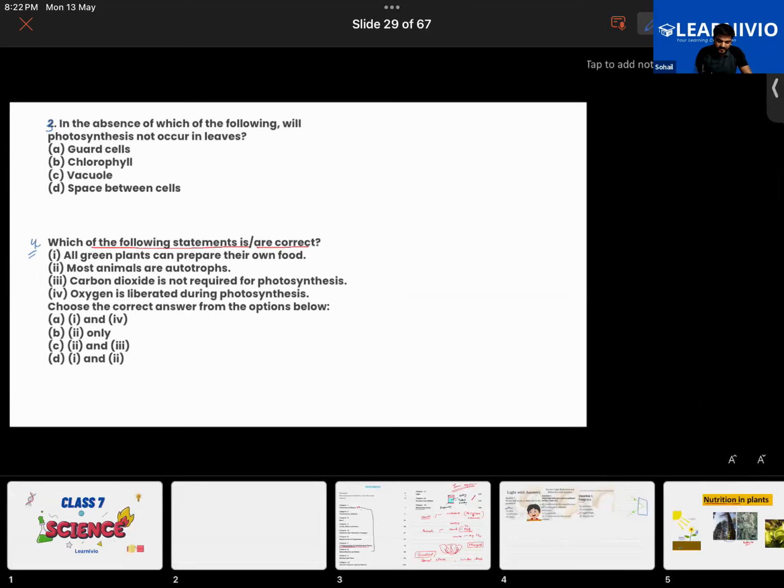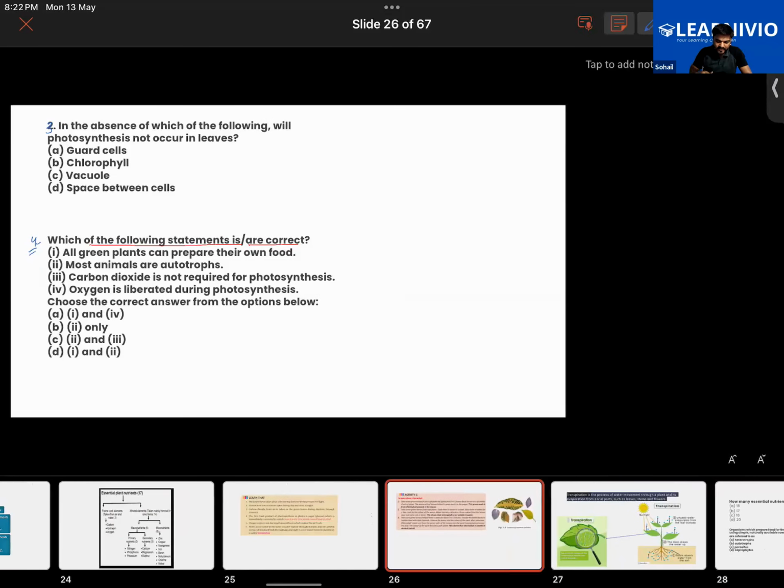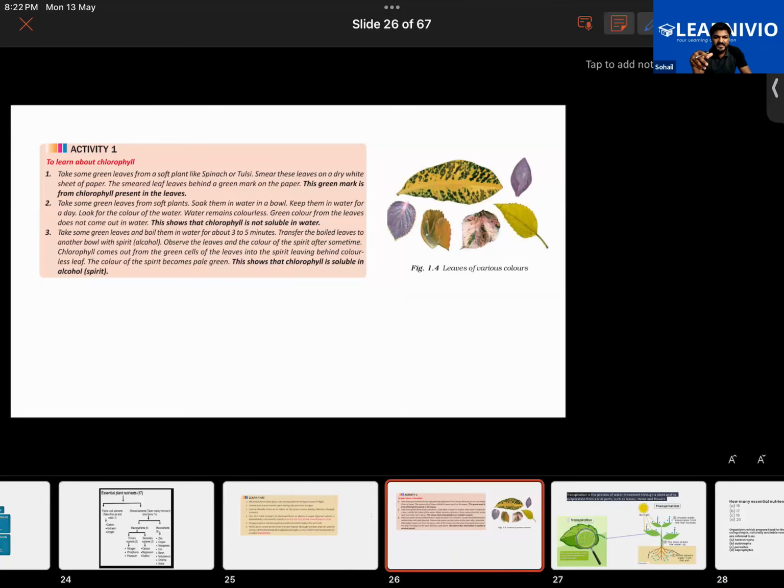See, for example, if you were to look at these colorful leaves, we might say that these leaves are not able to perform photosynthesis. Looking at the picture, that's what we would say now.